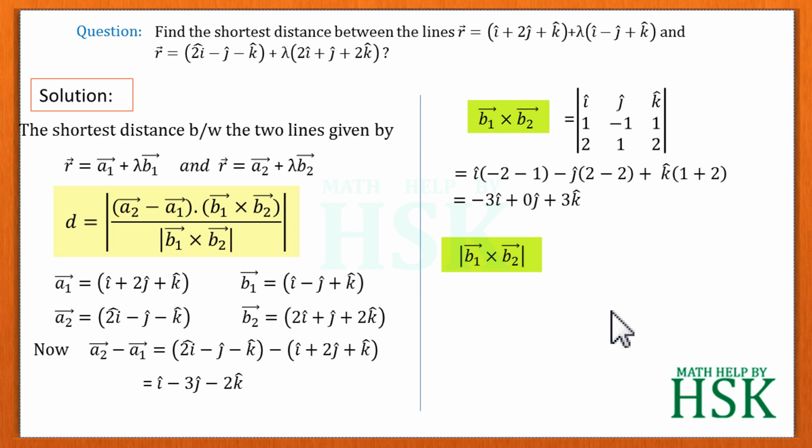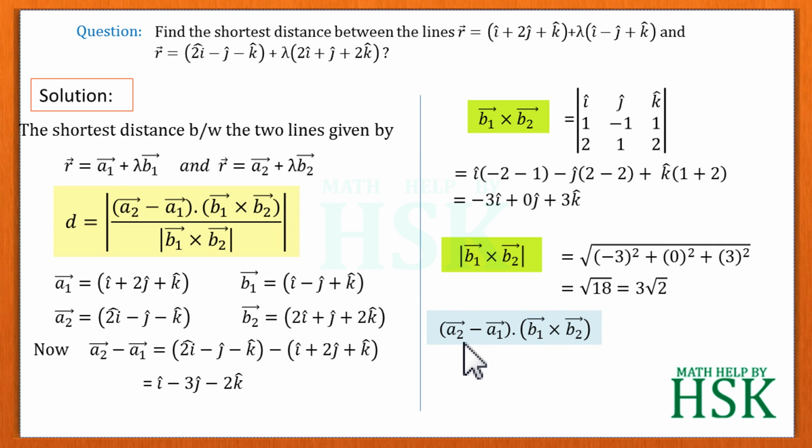Now I am going to calculate the modulus also. This will be equal to the square root of (−3)² + 0² + 3², or the square root of 18, or 3√2. Actually, here the modulus stands for magnitude. So I have calculated the magnitude of this cross product. In this formula, the modulus sign is given because the distance cannot be negative. If we get a negative value, the modulus sign is placed so that the value always comes positive.